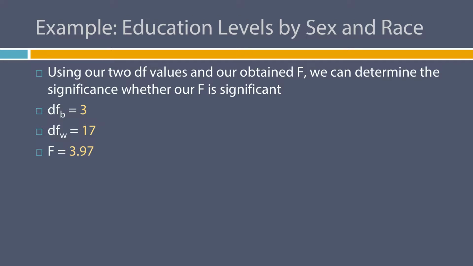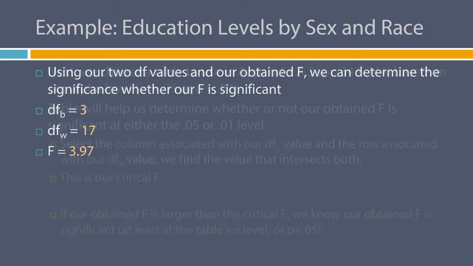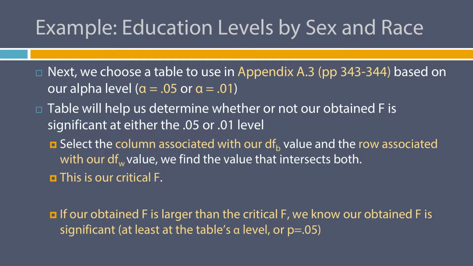All right, so we have this obtained F value of 3.97 with 3 degrees of freedom between and 17 degrees of freedom within. So we have to go to the back of the book to figure that out. Let's figure out where this is. Our F table should be called Appendix F. Let's see where it is.